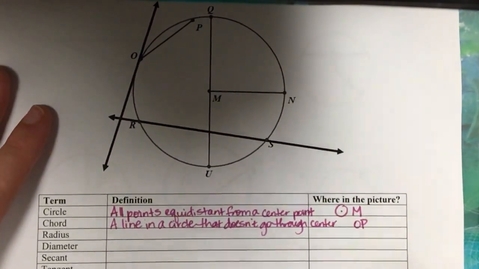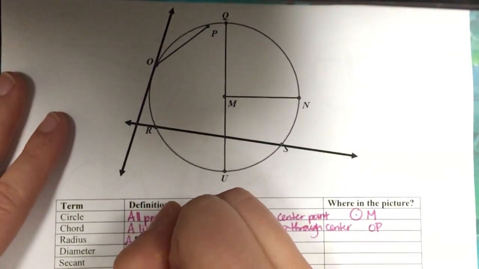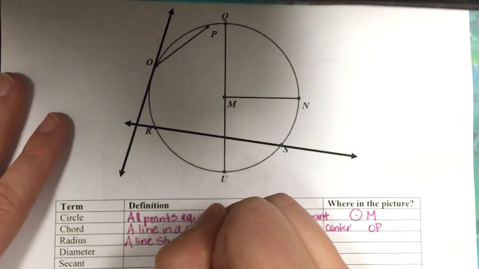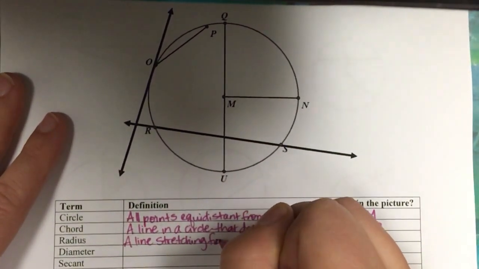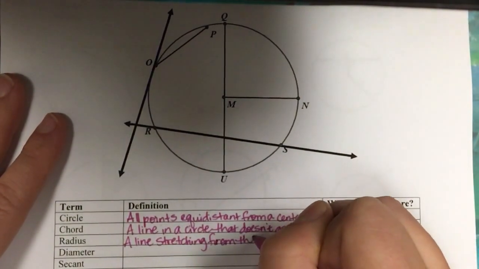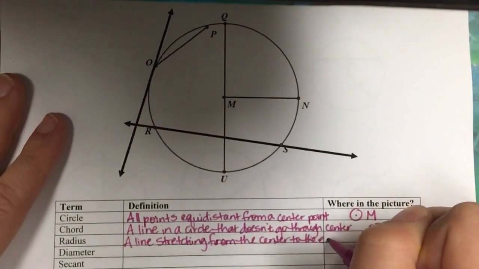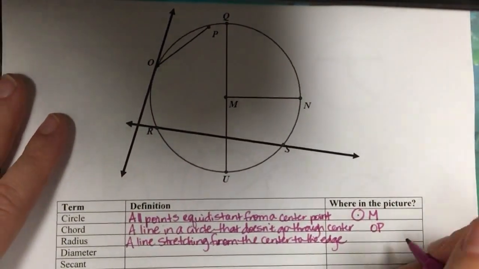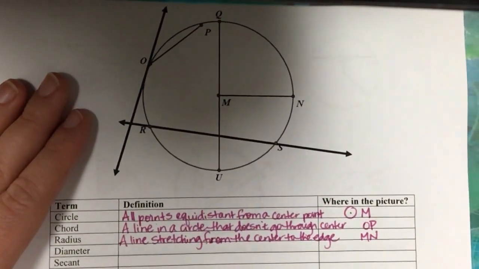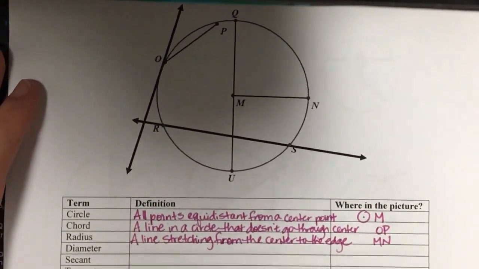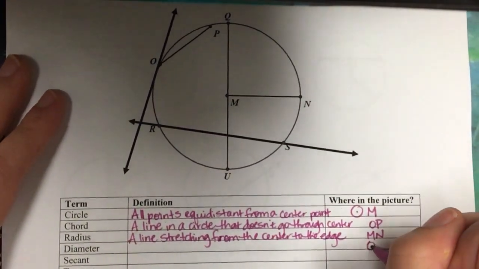In this case, hopefully you know what a radius is. You've seen that before. But a radius is a line stretching from the center to the edge. So it's half the diameter, and in this case it's MN. The diameter is just twice the radius, so it stretches all the way across the circle. Probably seen a diameter before too, so in this case it's QU.